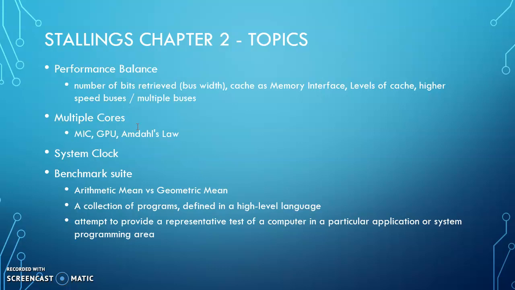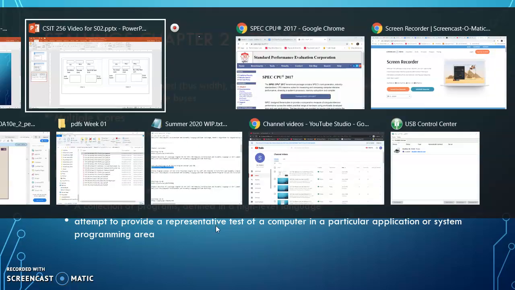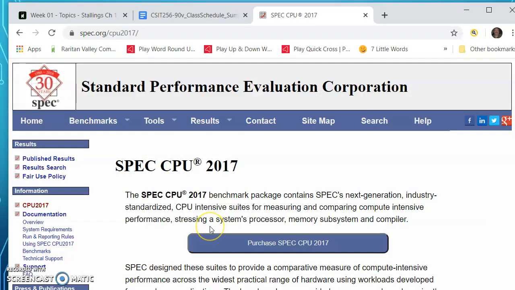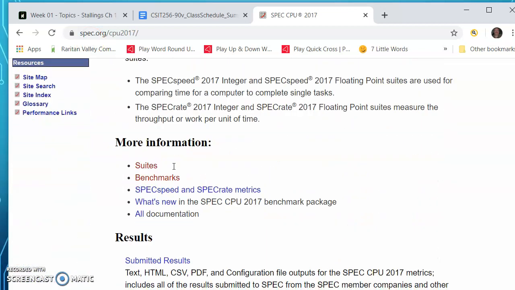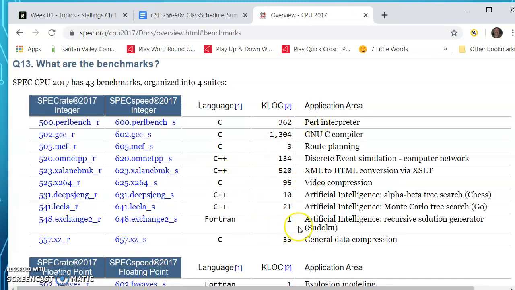The other thing I want to make a comment about then is benchmarks. Now our book is showing the SPEC 2006, I think is the one that our book is referencing. 2017 would be the later version of the SPEC that's out there. So I'm at spec.org, CPU 2017, and if I scroll down and take a look at the benchmarks, then these are the benchmarks.